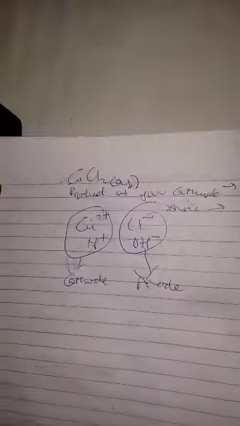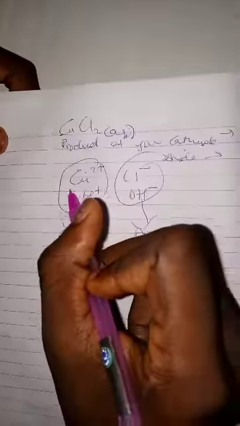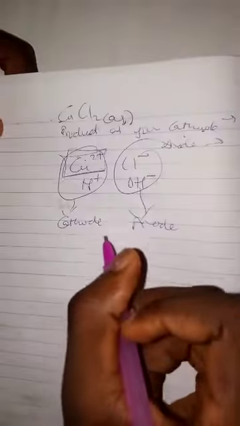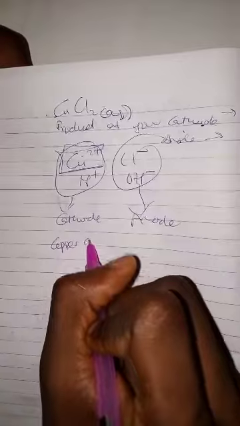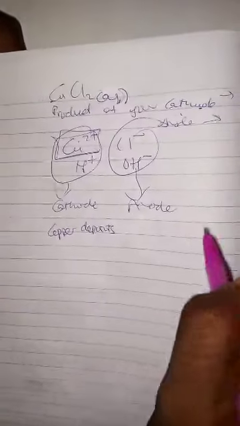So what's the product at your cathode? You have Cu2+, you have H+. The one that is what? The one that is lower. So check it out. Cu2+ and what? H+. Cu2+ is what? Lower. So the answer for this one is Cu2+. What will be your product? Copper deposit.